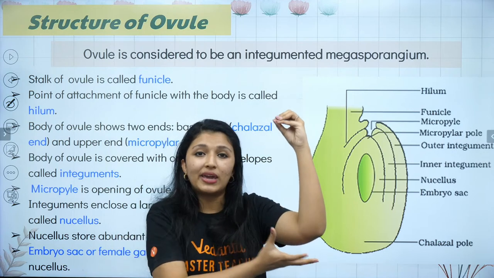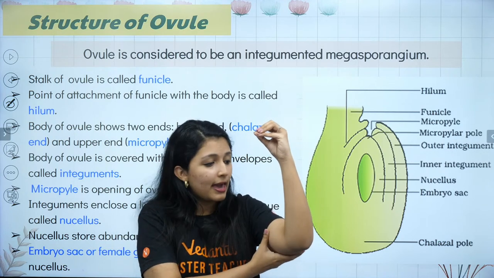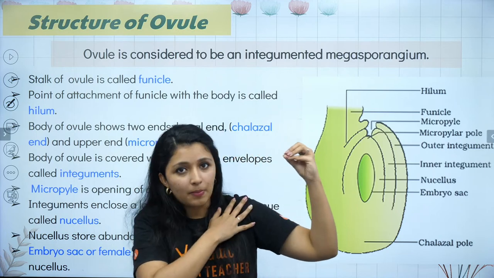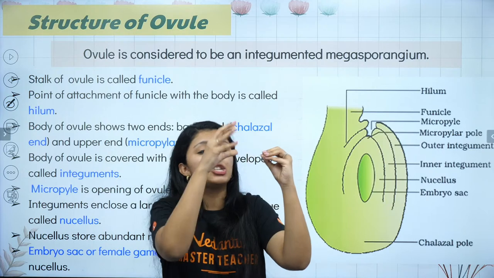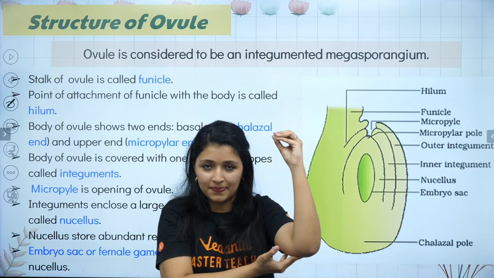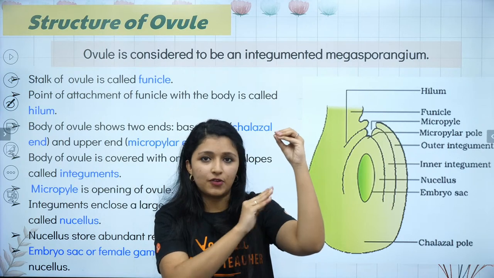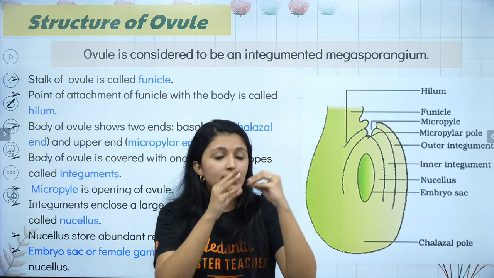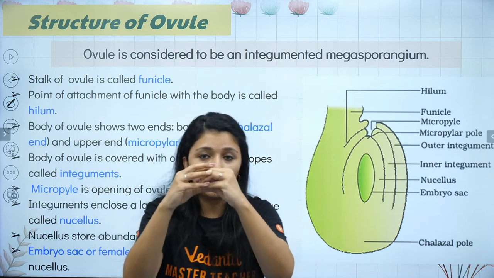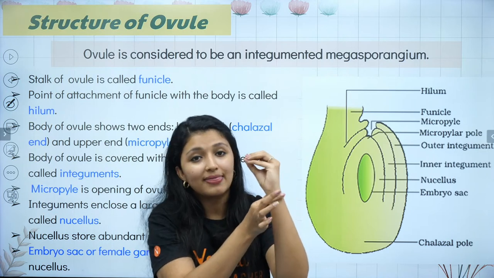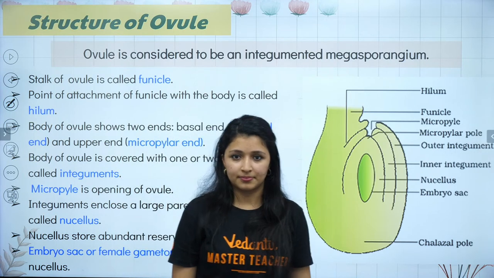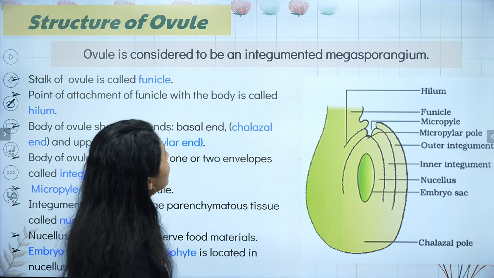So we have the placenta, attaching the ovule to the mother part, and we have the funicle, which is a stalk attaching the ovule to the placenta. So we have the placenta, the funicle, and the ovule. Now the region where the ovule attaches to the funicle, your wrist region, is called the hilum.